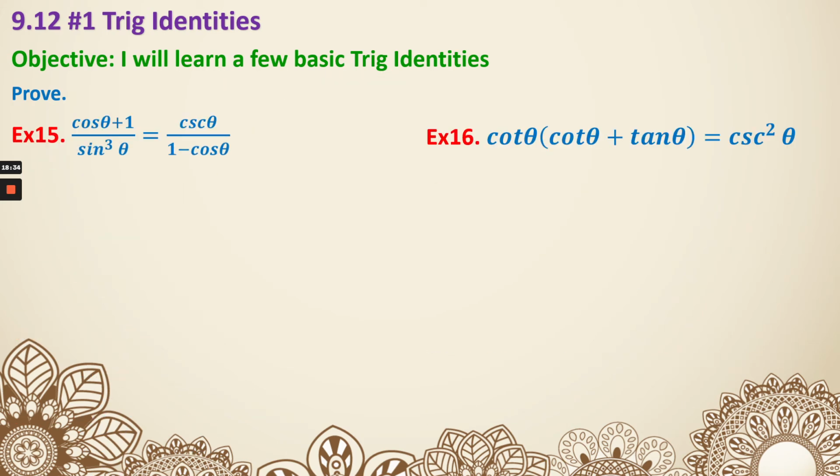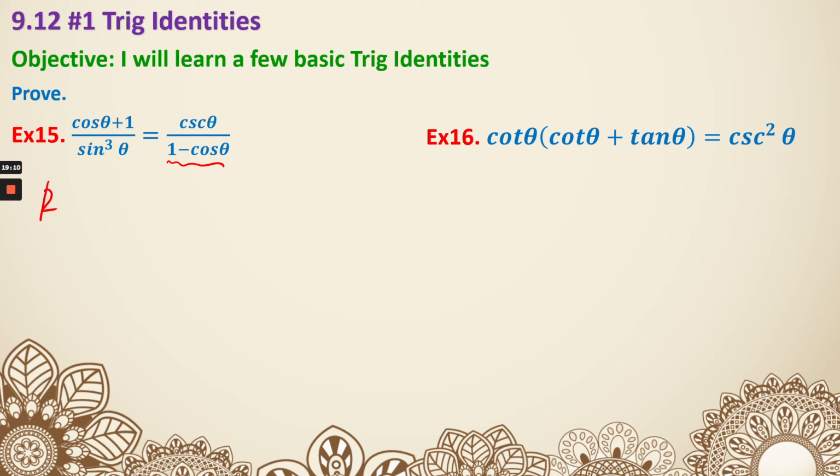Next, number 15. This is where things get complicated. So let's have a look. We have cosine theta plus 1 all over sine theta to the third power. As for the right-hand side, we have cosecant theta over 1 minus cosine theta. For this one, if you just try to derive the left side, they're already all in sine and cosine, so there's not much we can actually do. But when you see 1 minus cosine theta, that's something we can actually play with.